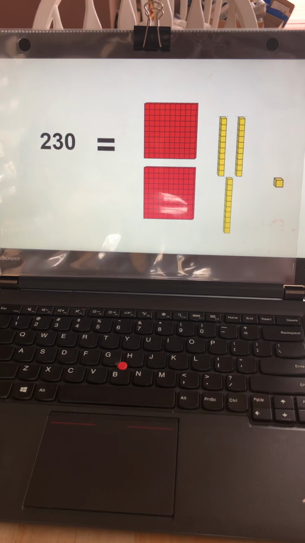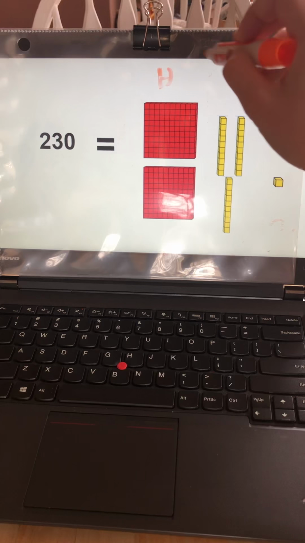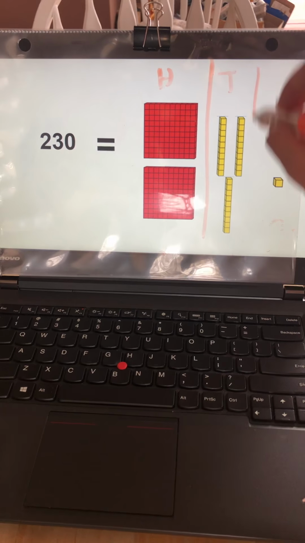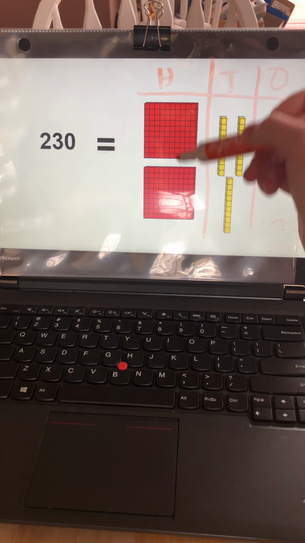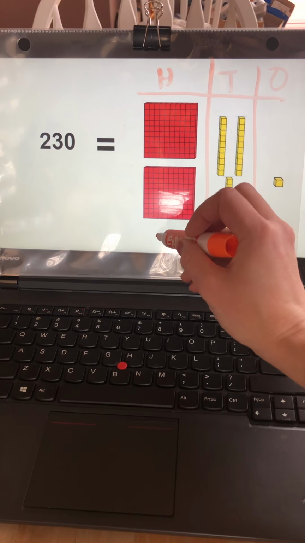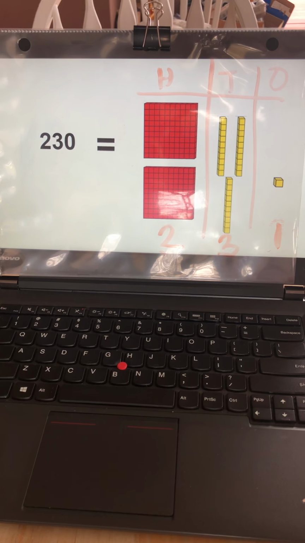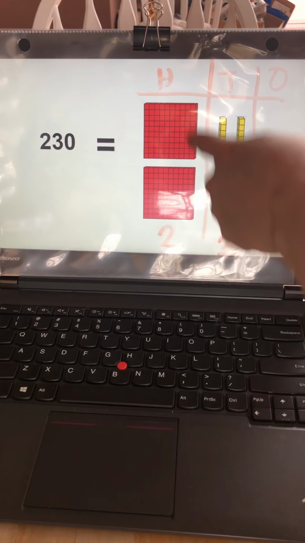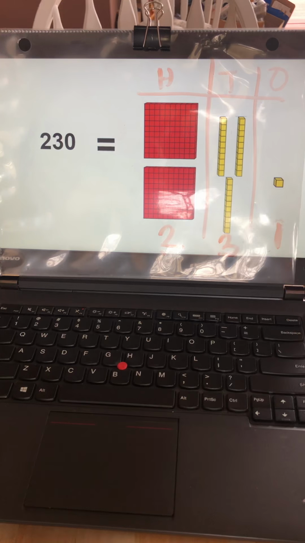I hear a lot of you saying it's equal. Well, let's check ourselves, right? Hundreds, tens, and ones. How many hundreds do we have? 1, 2, 2, right? How many tens do we have? 1, 2, 3. How many ones? We have 1. All right, this is why we have to check ourselves. With our hundreds, tens, and ones blocks, we made the number 231.